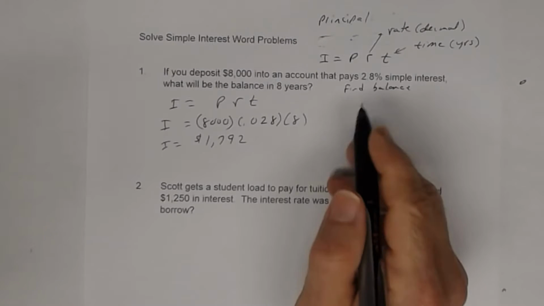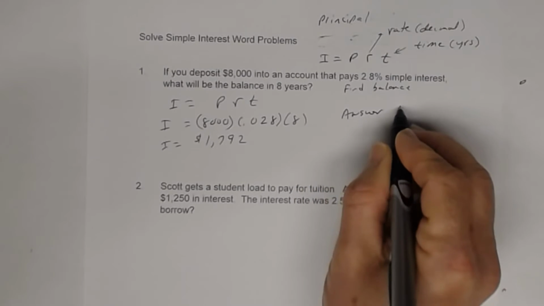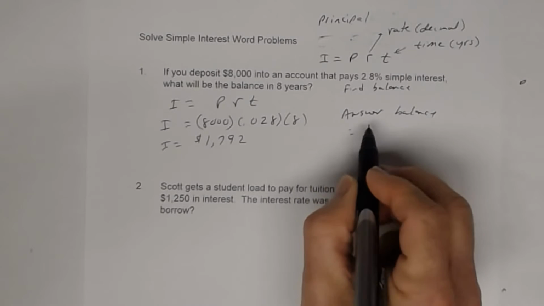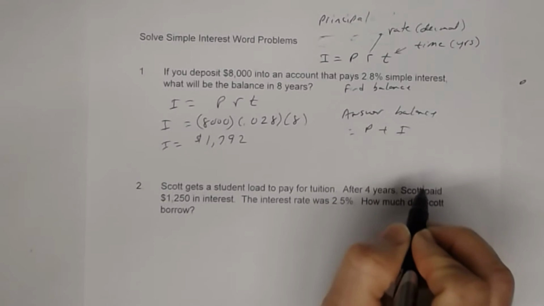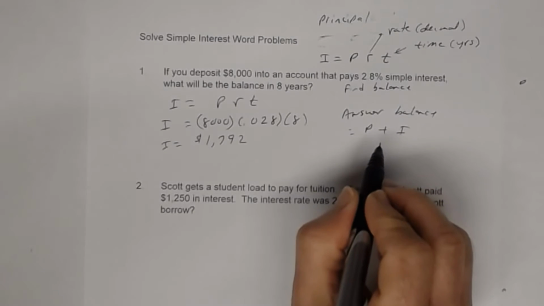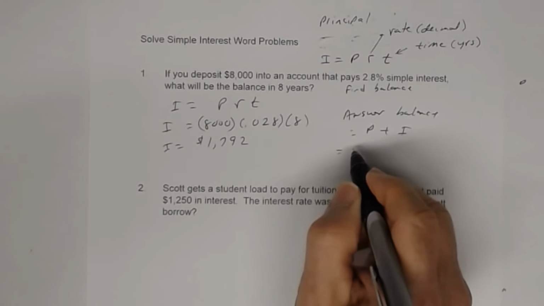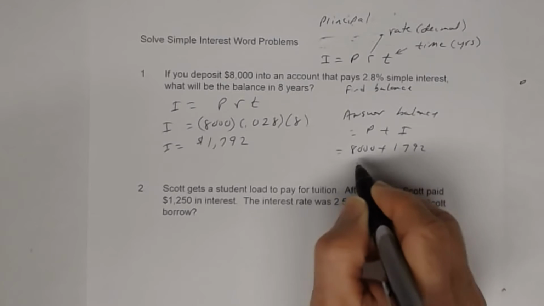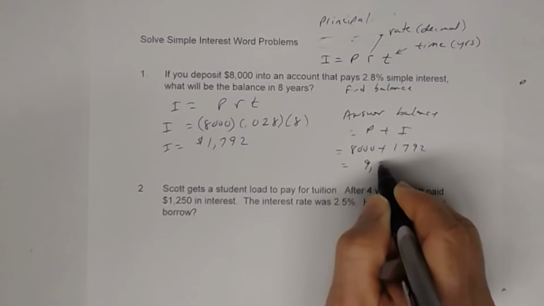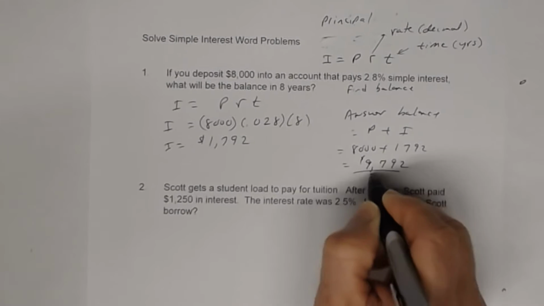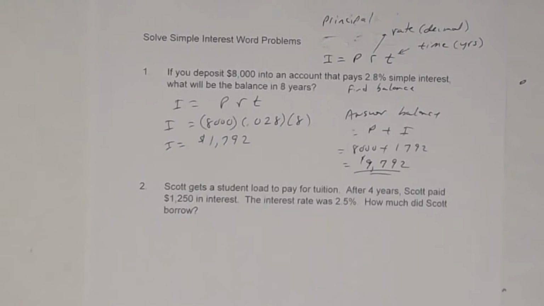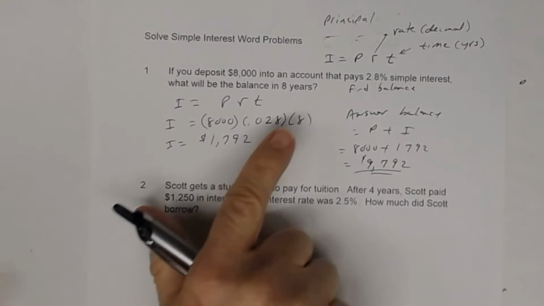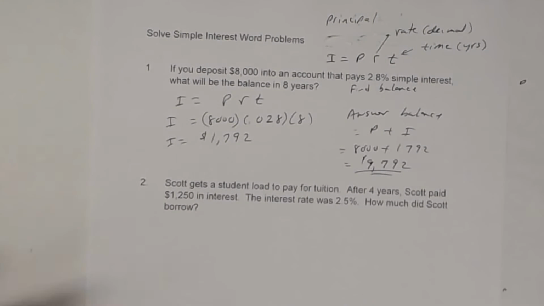So the balance, remember, is the answer now. The balance will equal the principal plus the interest. The principal is $8,000, and the interest is $1,792. When I add that up, that's $9,792. So that is your answer. Be careful, because in those assignments in Newton Alta, sometimes they ask just for the interest. Sometimes they'll ask for the amount that's in the account or the word balance.